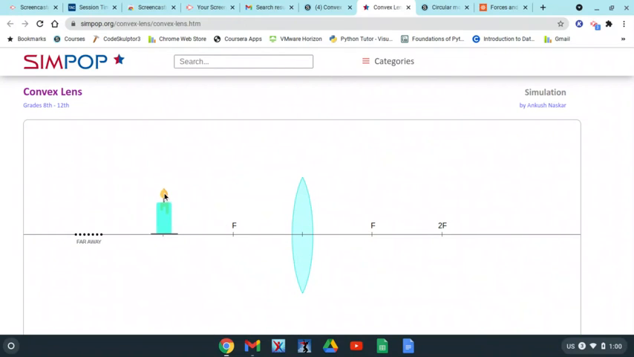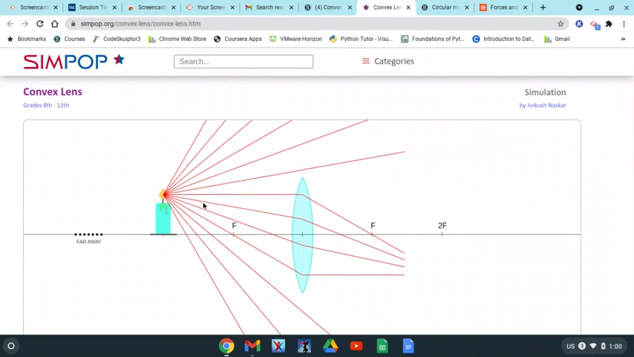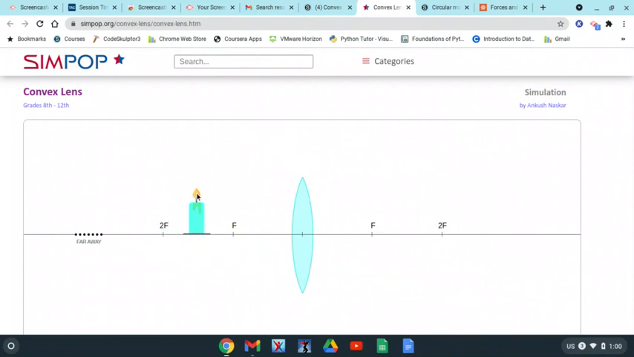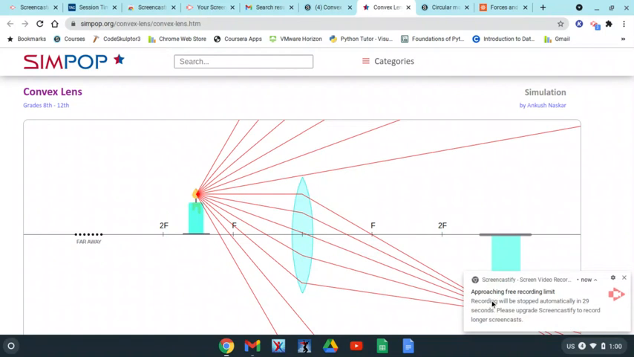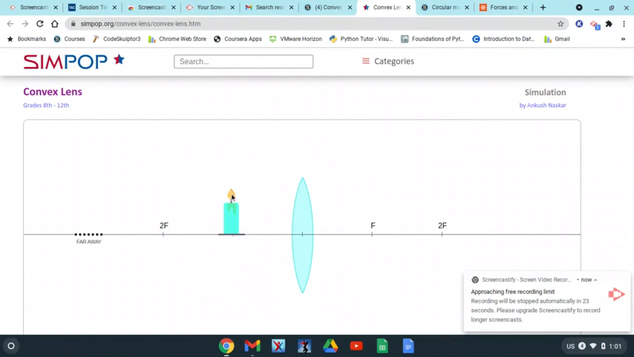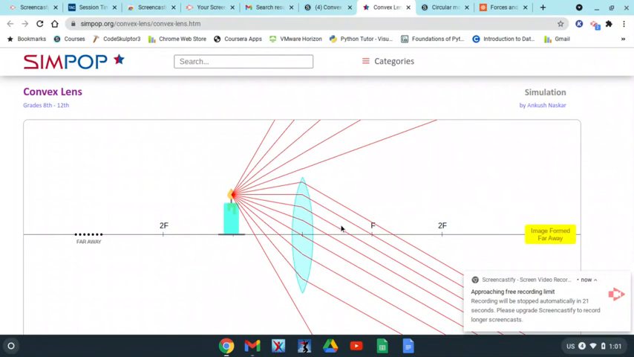When I come to twice the focal length, I get the image to be exactly the same size as the object, but it's upside down. And then I keep moving up closer. When I come between 2f and f, my image has gotten larger than it was before. And we can see as I keep coming in at f, the image completely disappears because the rays of light are going parallel. They never meet.